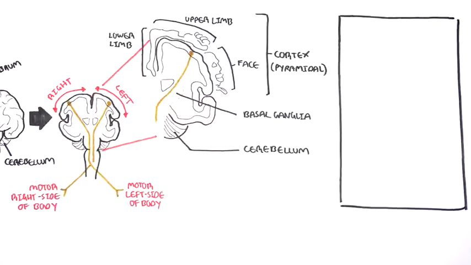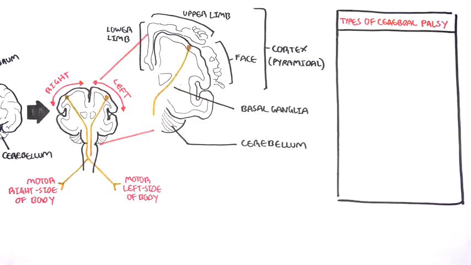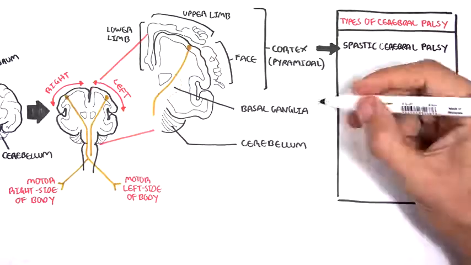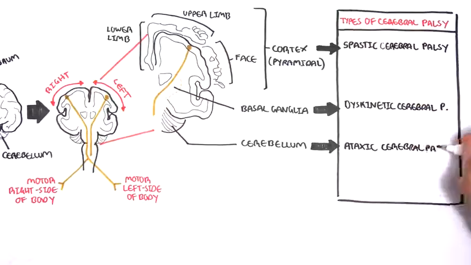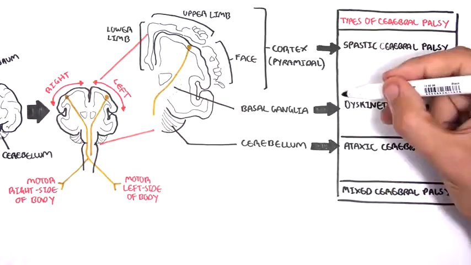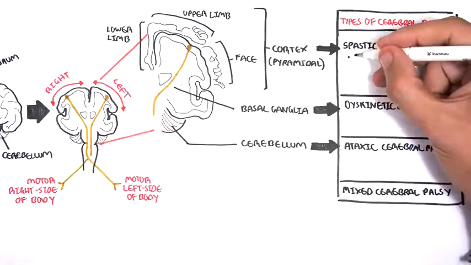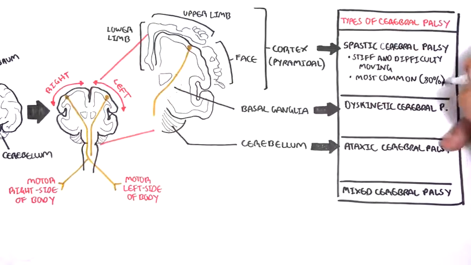The types of cerebral palsy can be separated, as we mentioned, into areas affecting one or more of these regions. So, for example, problems in the cortex causes spastic cerebral palsy. Problems in the basal ganglia causes dyskinetic cerebral palsy. Cerebellar problems causes ataxic cerebral palsy. And there's also mixed cerebral palsy, which is a mixture of one or more. Spastic cerebral palsy causes stiffness with difficulty moving the limbs. Spastic cerebral palsy is the most common type.